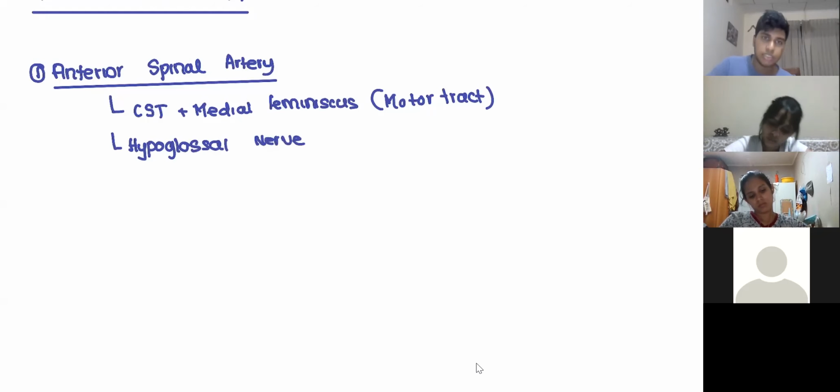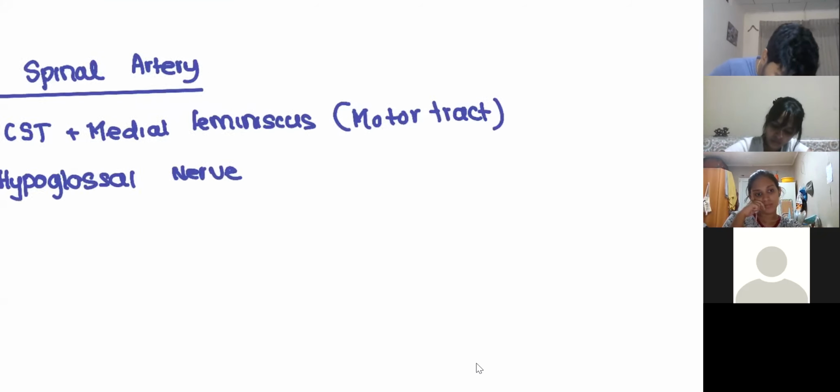Can someone tell me which nerve is this? Which cranial nerve is this? 12. Okay, remember that.